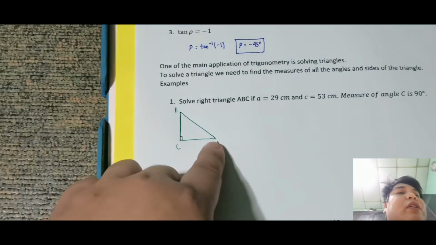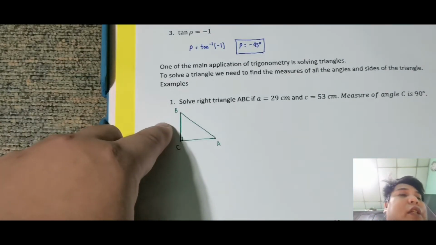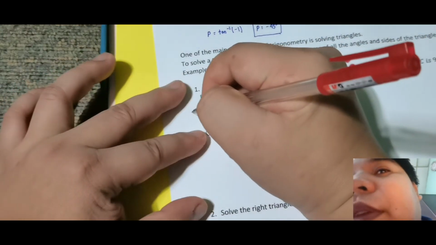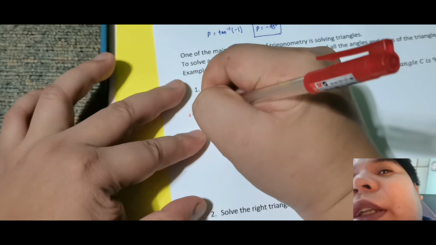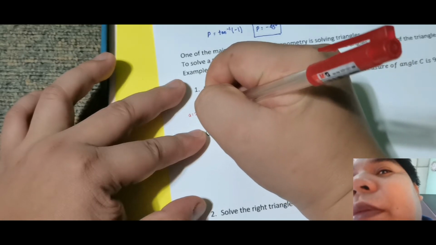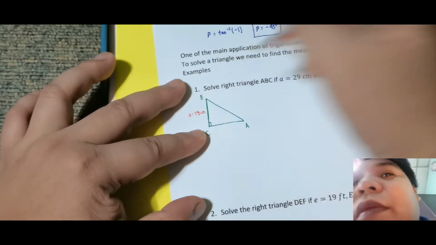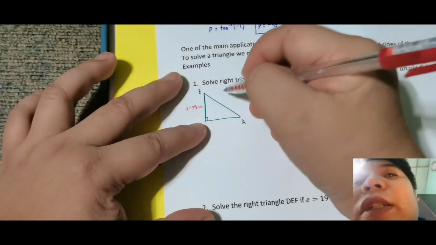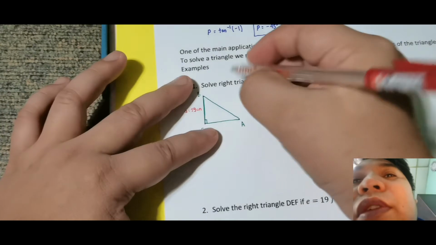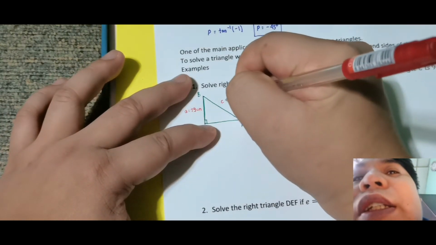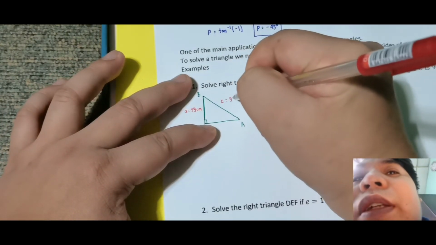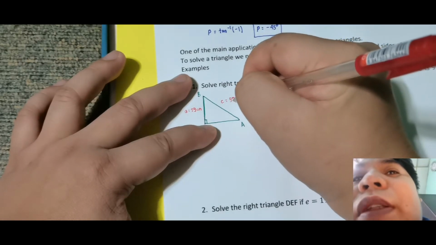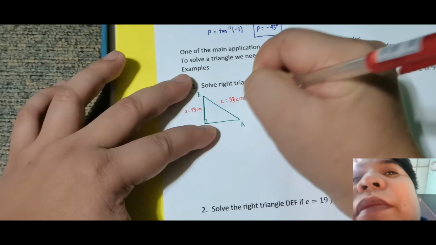Ngayon, kung ito yung angle A, ang opposite niya is si side A. So meaning ito yung side A, lagay ko lang. Ano si A? A is 29 cm. Okay, next is si side C, sorry. Si side C is 53, opposite siya ng angle C. So that is side C is equal to 53 cm.